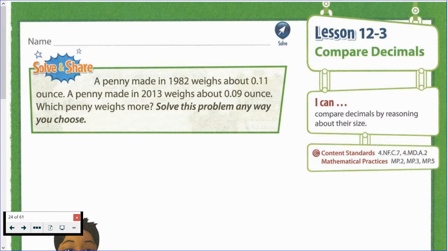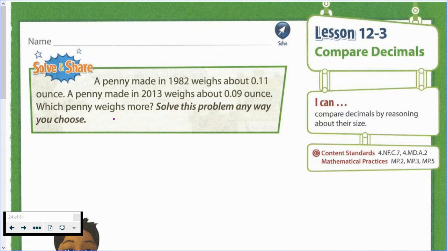So starting with our solve and share today, we have a situation at the top of your page that says a penny made in 1982 weighs about 11 hundredths ounce. A penny made in 2013 weighs about 9 hundredths of an ounce. Which penny weighs more? Solve this problem any way you choose.